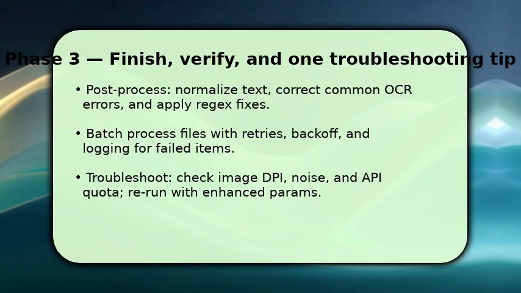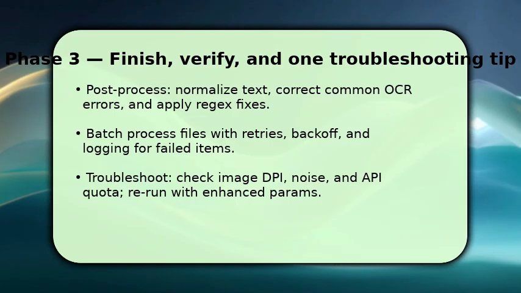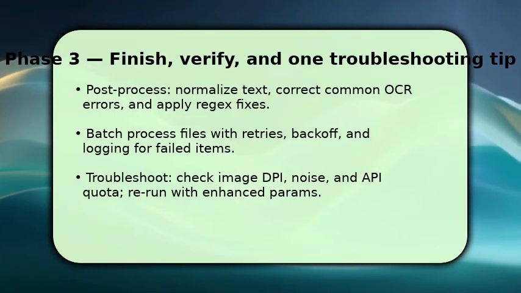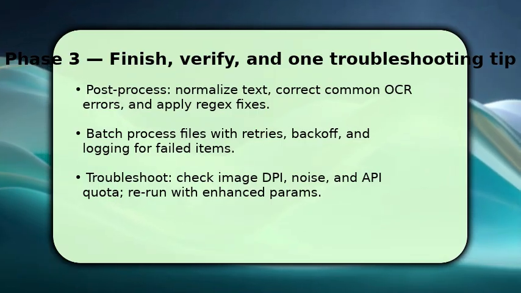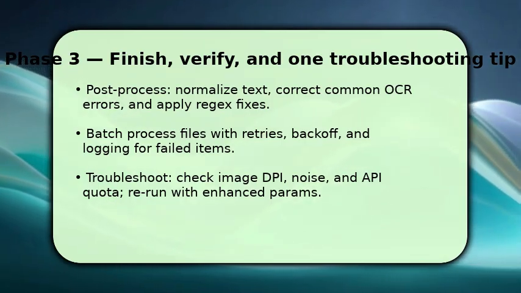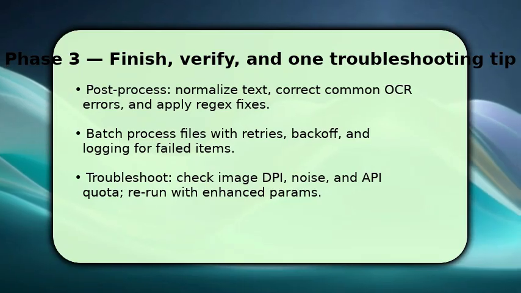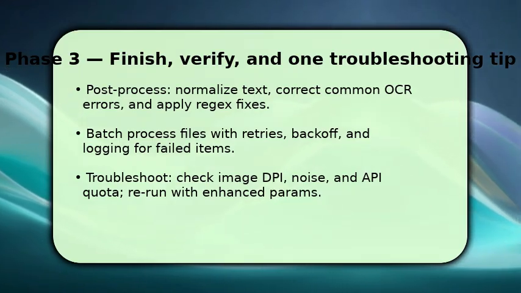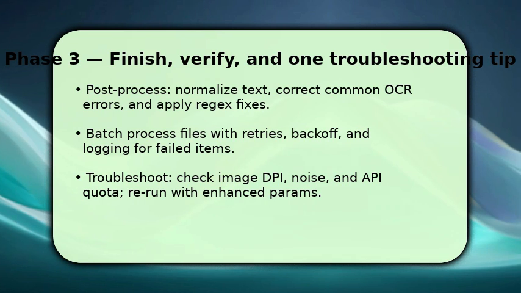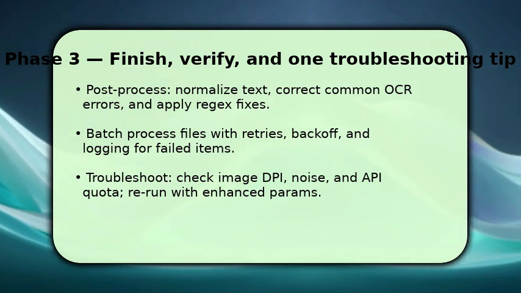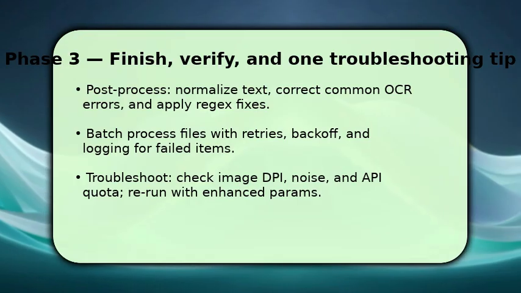For production, batch files and implement retries with exponential backoff plus detailed logging so you can reprocess failures. Once results look good, save text, bounding boxes, and confidences to your data store. If things go wrong, check image DPI and noise levels, confirm API quota and rate limits, and then rerun the job with higher resolution or adjusted parameters to improve accuracy.